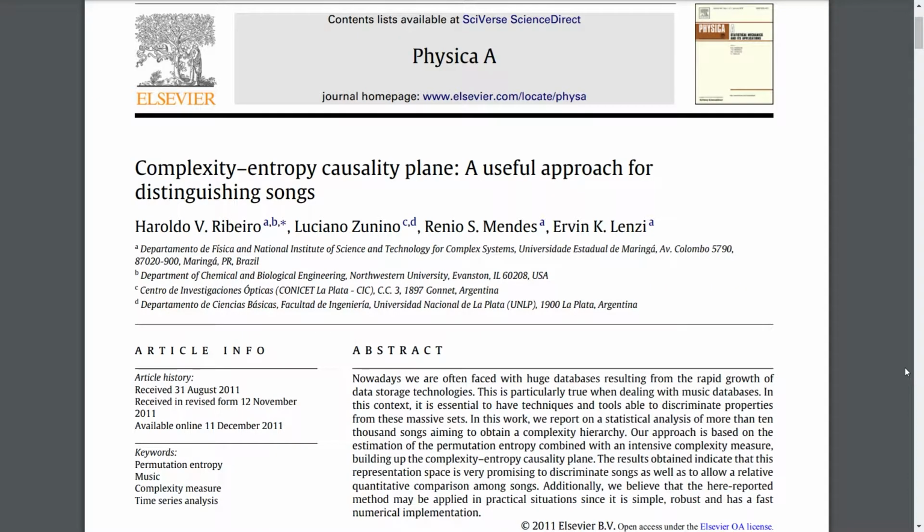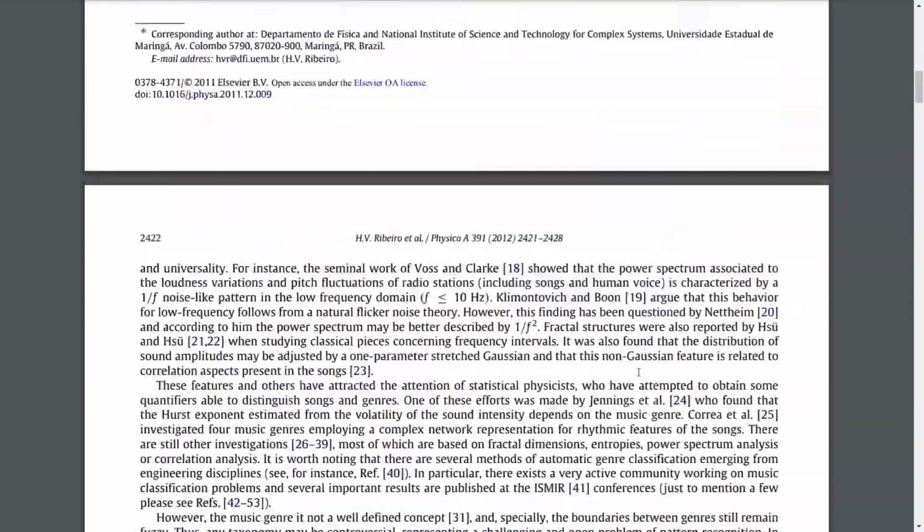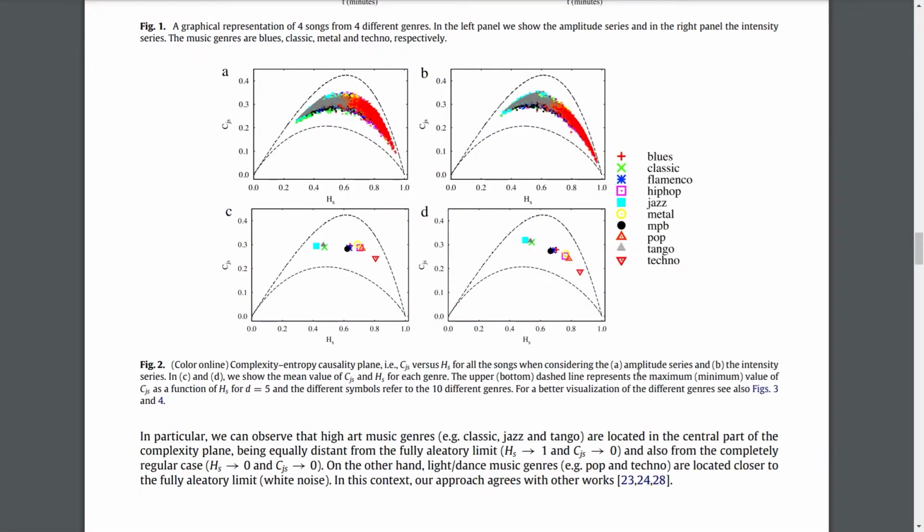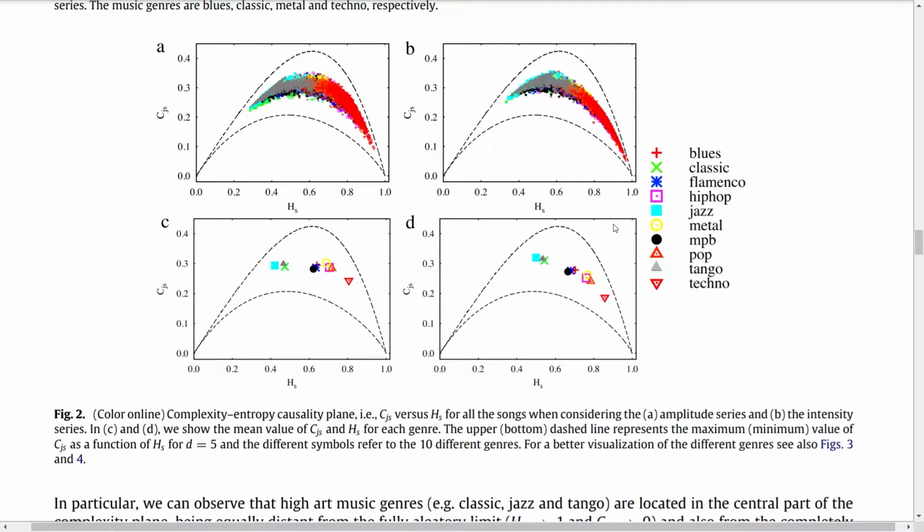In the context of music, both Biro and Owl in their paper use the exact same measure to distinguish songs into various genres. And you can see here in the results, in their plane, you have jazz, classic, and tango all around this part of the plane, and you have techno on this part of the plane. So my motivation for this assignment was to try to replicate that.